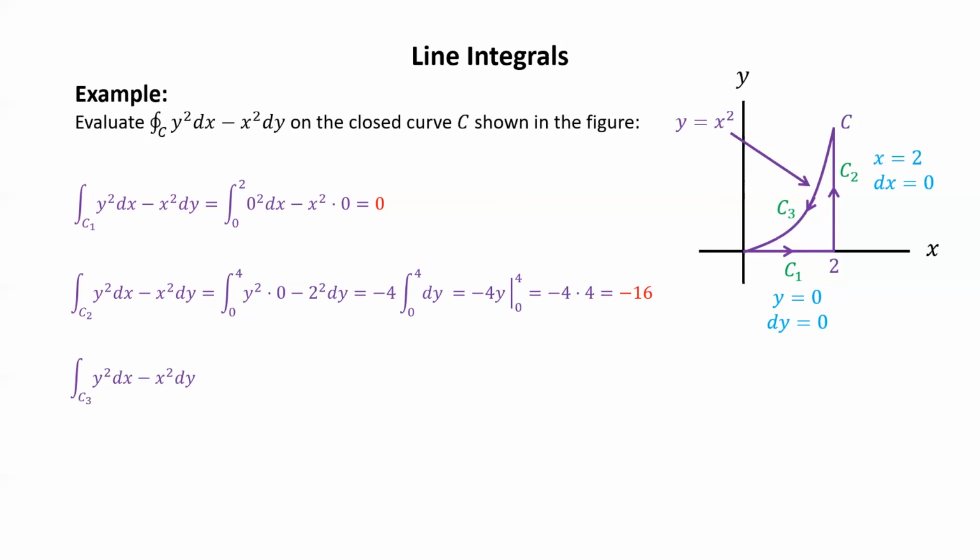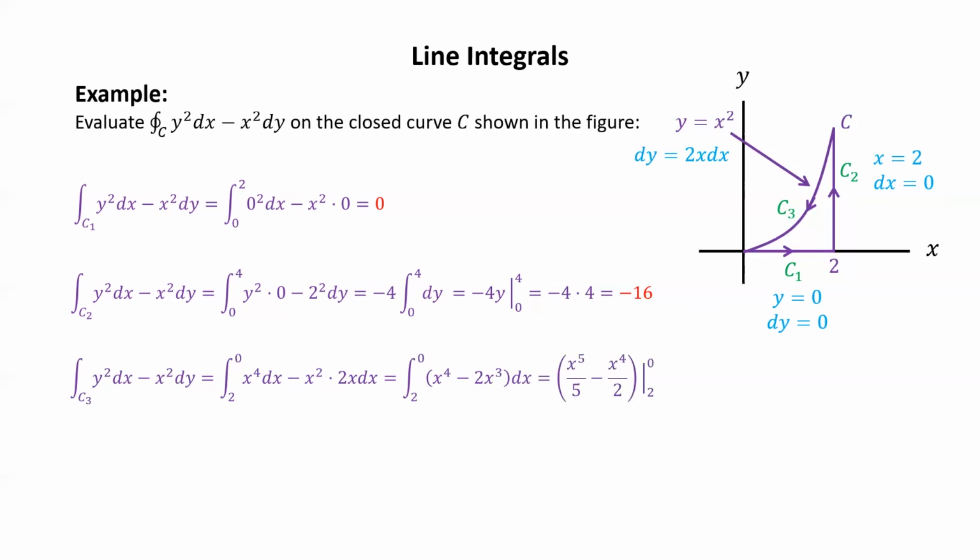Finally, let's do the line integral over C3 of y squared dx minus x squared dy. On C3, y is equal to x squared. We'll use x as the parameter, and we see that dy is 2x dx. So since the arrow is going from right to left, x is going from 2 to 0. So that's why the limits on the integral start at 2 and then go to 0. y is x squared, so y squared is x to the 4th. So we have x to the 4th dx minus x squared, and dy is 2x dx. So we have the integral from 2 to 0 of x to the 4th minus 2x cubed dx.